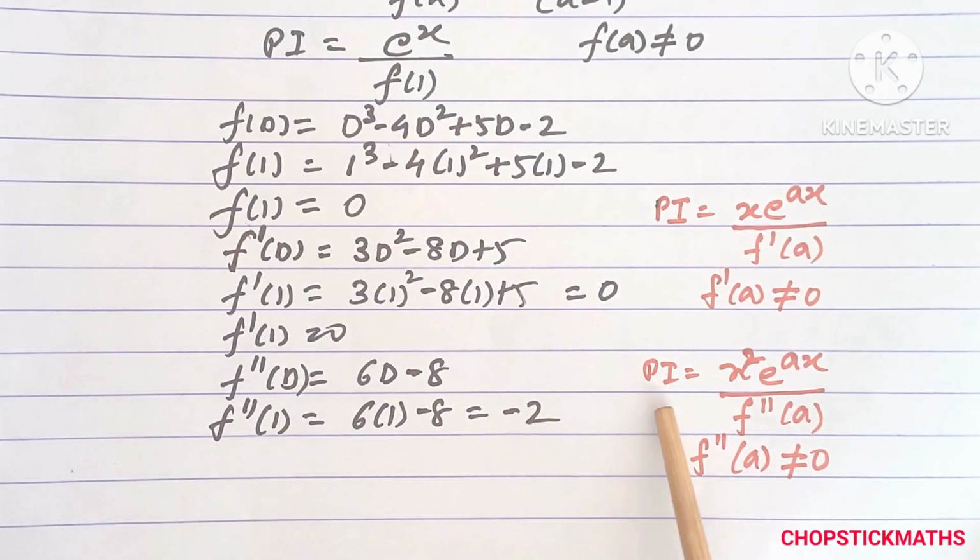Therefore, the particular integral will be equal to x square e raised to ax upon f double prime a, provided f double prime a is not equal to 0. That is, we'll have to calculate now the second derivative. Therefore, f double prime D is equal to 6D minus 8. And substituting D is equal to 1, we get f double prime 1 is equal to 6 into 1 minus 8, that is equal to minus 2. Now we can see here that f double prime 1 is not equal to 0. So we can use this particular formula to calculate the particular integral.